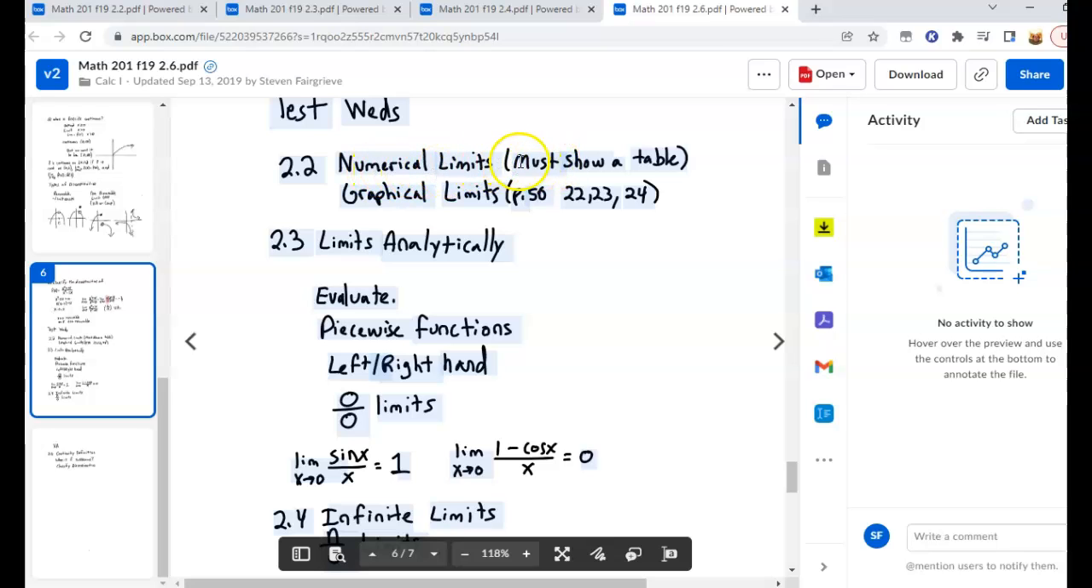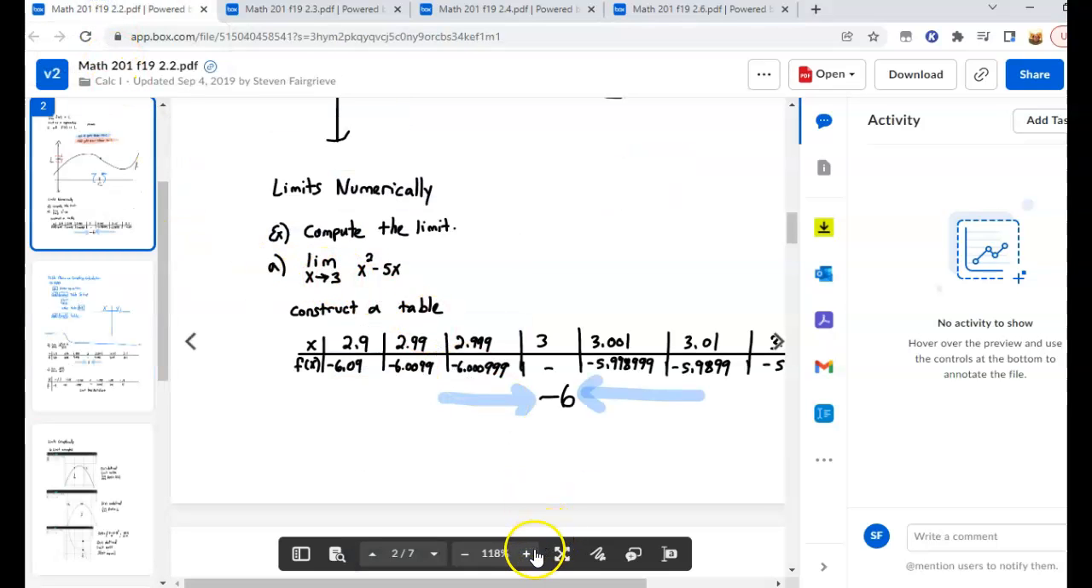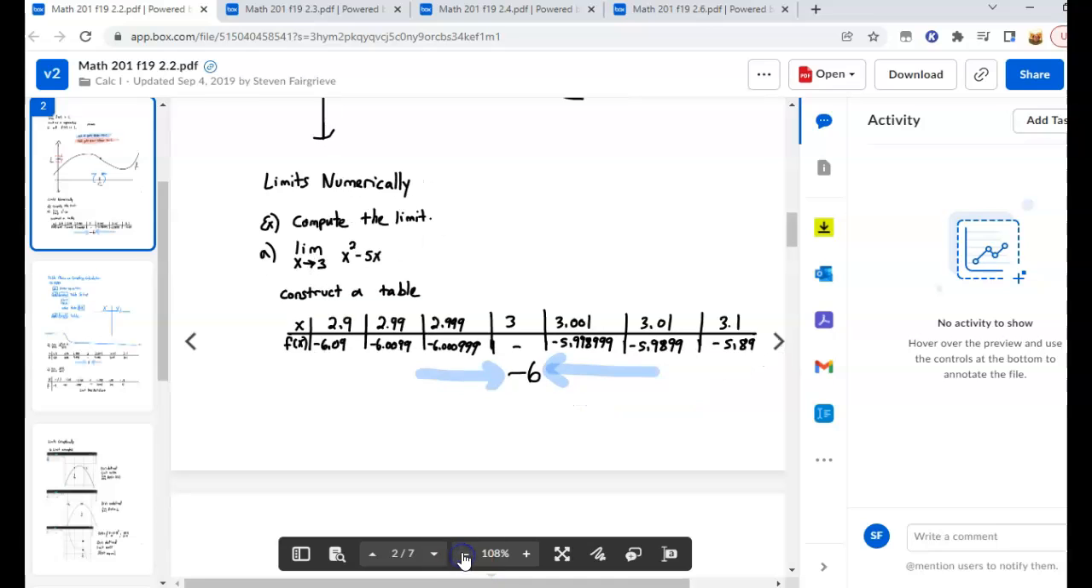With numerical limits, very important, you must show a table. So if we go back to our 2.2 notes, we can see several examples of problems where we're doing limits numerically. Here we were doing the limit as x goes to 3 of x squared minus 5x. Remember, you have to take values a little bit smaller than 3, usually the standard tenth, hundredth, thousandth below, and tenth, hundredth, thousandth above. And then you can draw your conclusion. Does it approach something? If so, what does it approach?